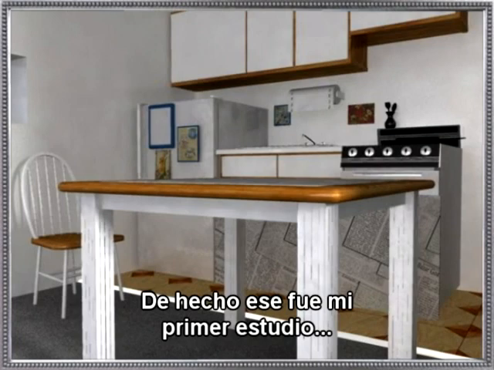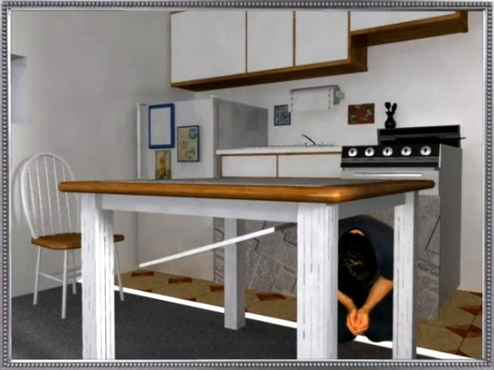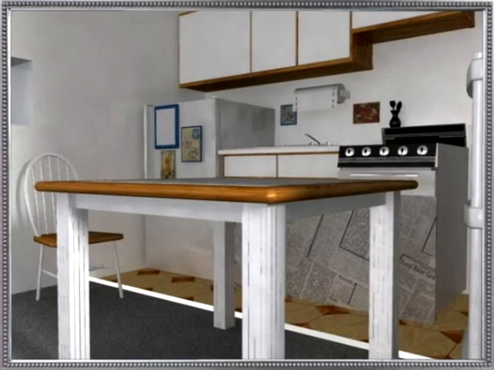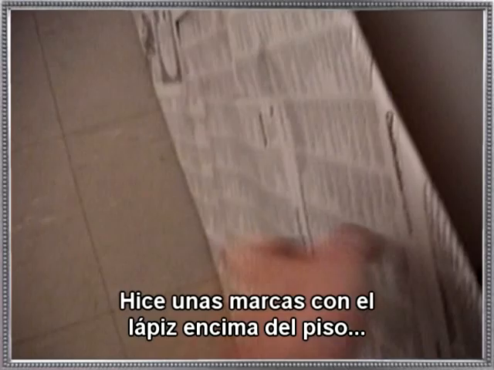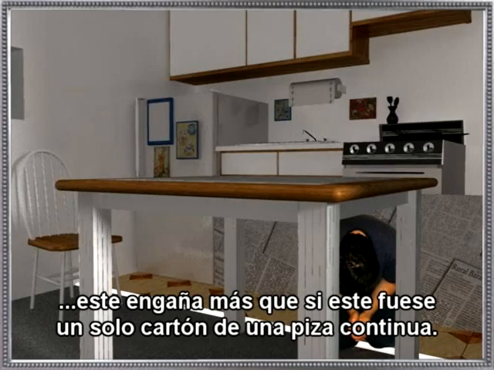As you can see over here, I have a 3D reference of the studio. That was my first studio in 2001, when I just came here to Chicago. I don't live there anymore, so I have to do a 3D reference. On the right side of the table, I have another cardboard, which is placed by my wife. While I was explaining the opposite side of the room, I made some marks with a pencil on the floor for the cardboard to be placed. Because the cardboard is not one continuous piece, it deceives more than if it were just a long, plain, continuous cardboard.